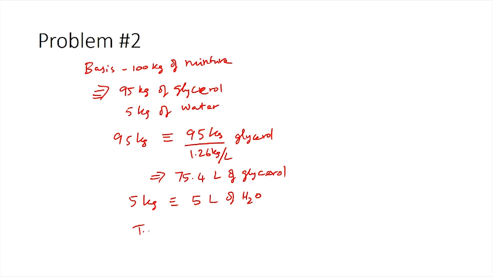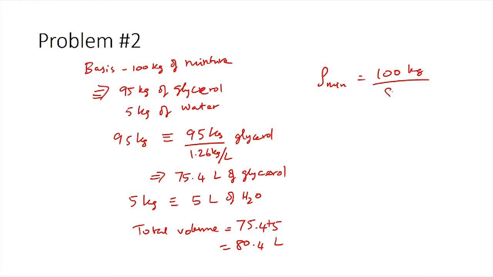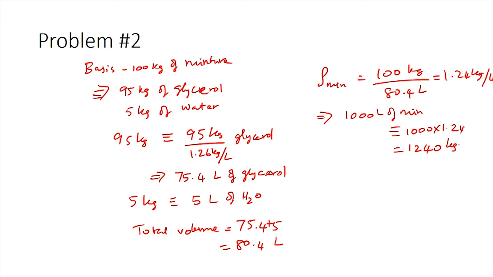So, with this we know that the total volume of the mixture would be equal to 75.4 plus 5, giving you 80.4 liters as the total volume of the 100 kilogram mixture. So, from here we can calculate the density of the mixture as mass of the mixture, which is 100 kilograms, divided by volume of the mixture, which is 80.4 liters, giving us the density as 1.24 kilograms per liter. This implies that 1000 liters of mixture which is fed would actually weigh 1000 times 1.24, which is equal to 1240 kilograms of mixture.